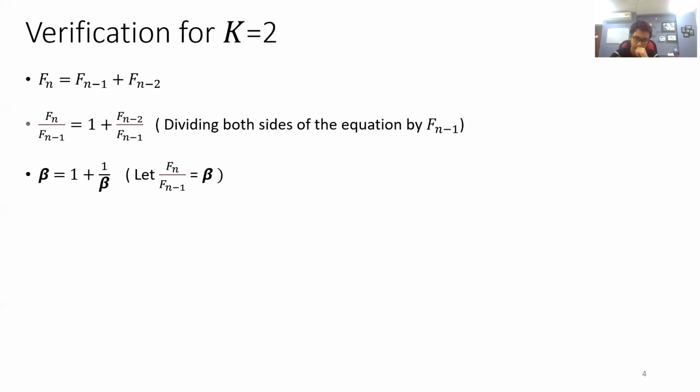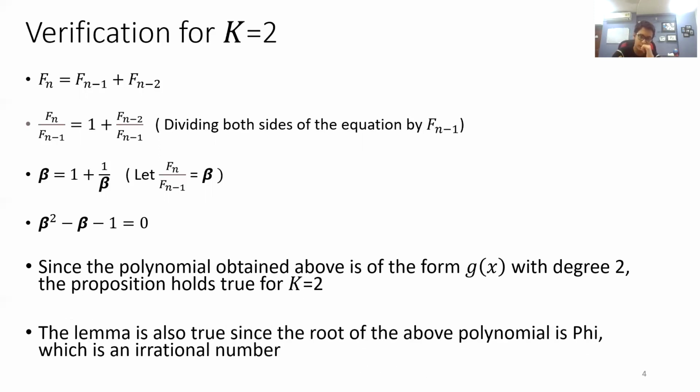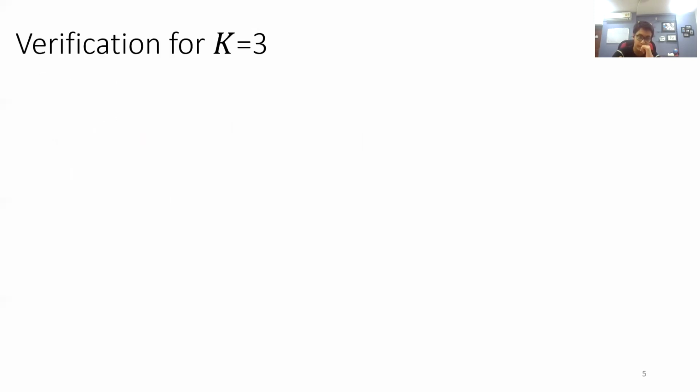Now multiplying both sides of this equation by beta and bringing everything to the left hand side, we get this quadratic: beta squared minus beta minus 1 equals 0. Since this polynomial is of the form g of x with degree 2, the proposition holds true for k equals 2. Also, as you may have observed, the root of this polynomial is phi, which is an irrational number, thus our lemma is true. Refresher, phi is 1 plus the square root of 5 whole over 2.